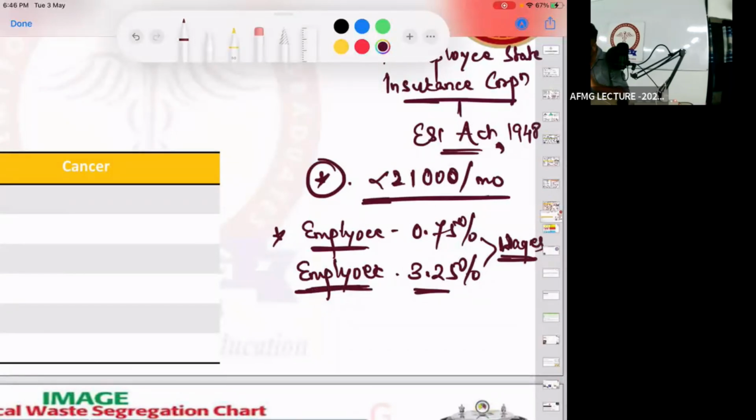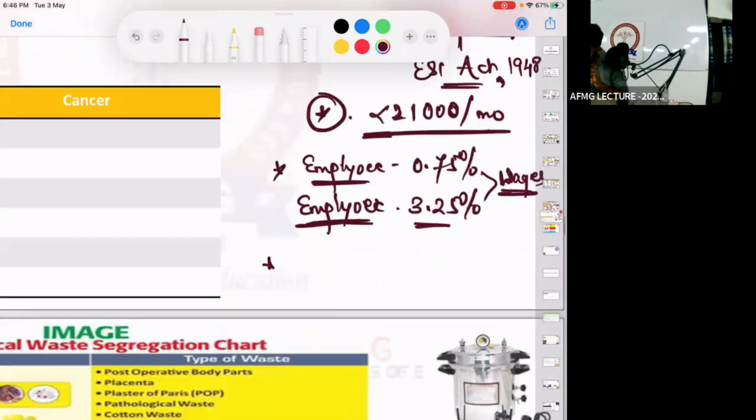No issues with this. Quickly say: employee contribution 0.75, employer contribution 3.25. Don't forget it. Remember this, okay? And if they ask what the center to state ratio of contribution is, how much the center gives and how much the state government gives, it is 7:1. No issues with this.